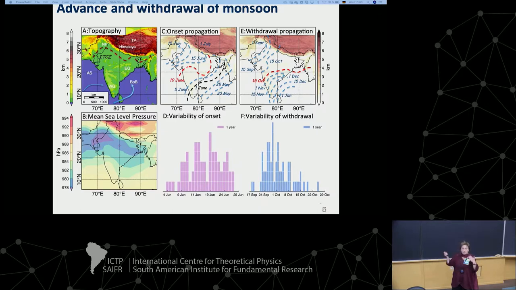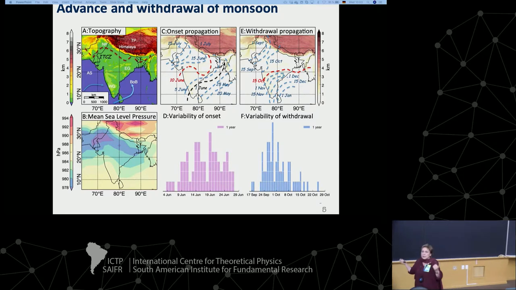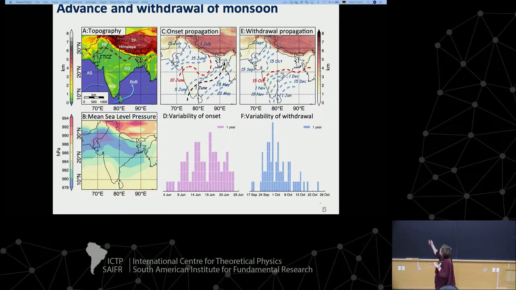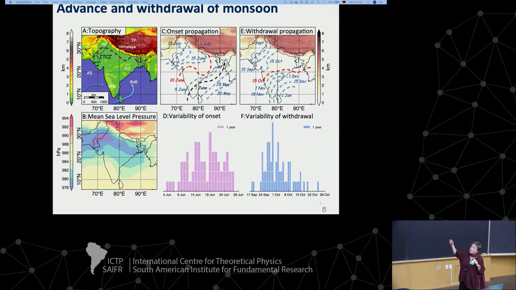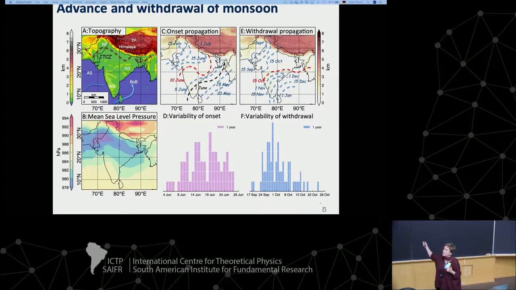Let me explain to you how the Indian monsoon system works. There are two branches of monsoon. One is going from the Arabian Sea and another one from the Bay of Bengal. These two branches provide this amount of rainfall during the summer over the Indian subcontinent. I will tell you the physical basis a little bit later. And then you can see an isochron provided by the Indian Meteorological Department about the onset of monsoon, the beginning of the rainy season, and the end of the season, the withdrawal of monsoon.